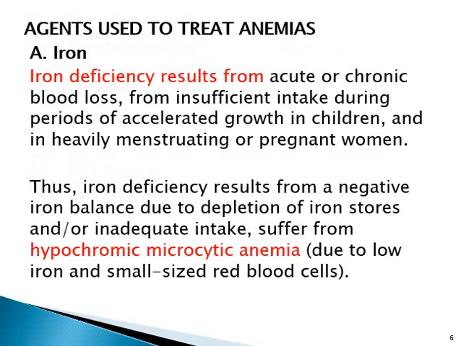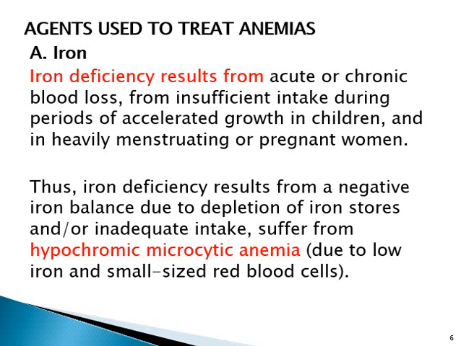Agents used to treat anemias. We start with iron. Iron deficiency results from either acute or chronic blood loss, or from insufficient intake during periods of accelerating growth in children, because you know that children, when they grow, grow faster than adults, so they need more iron than adults. It also occurs in heavily menstruating or pregnant women, who lose blood in large quantities, so they also need to compensate for the iron.